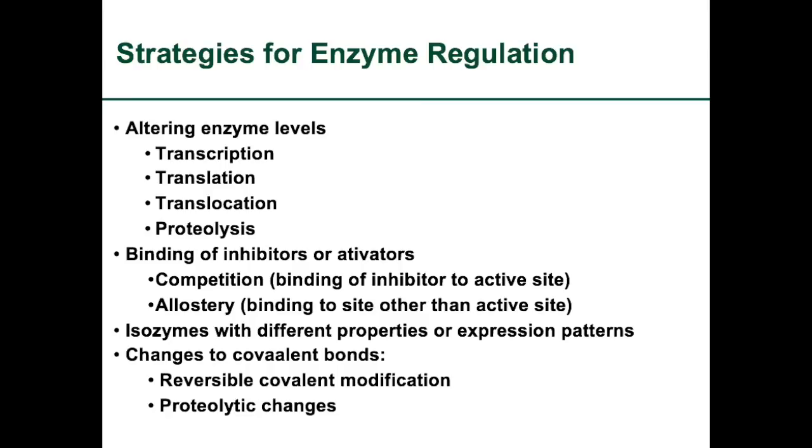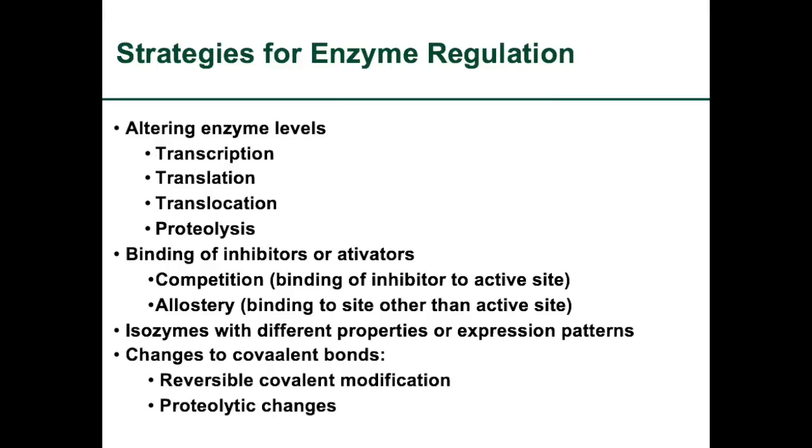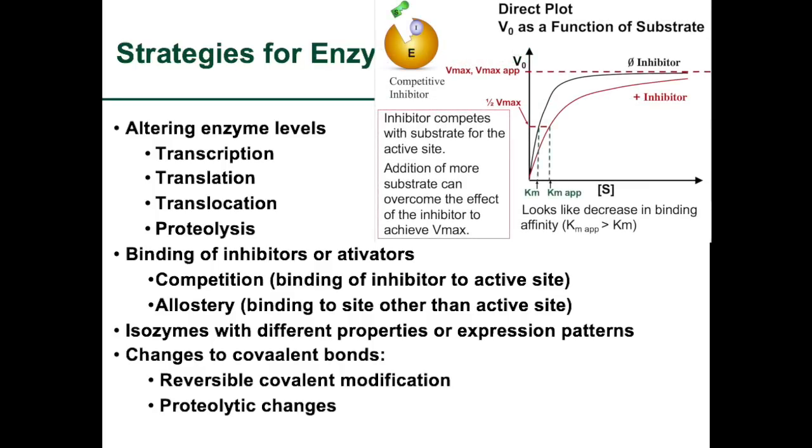Enzyme concentration can also be altered through proteolysis. As you can imagine, this proteolysis is highly regulated. Besides changing the concentration of enzymes, enzymes can also be regulated through the binding of inhibitors or activators. Now, we saw some of this just recently when we looked at competition. This is the binding of an inhibitor to an active site to interfere with substrate binding.